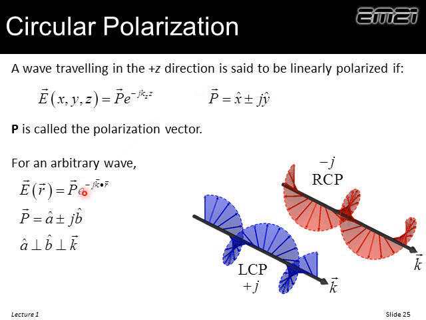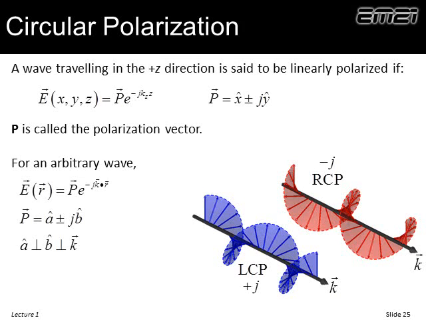We can write a similar thing for a wave traveling in an arbitrary k direction. Again, we have our same A and B directions, the two orthogonal directions. They have the same magnitude, and they're 90 degrees out of phase. One way we can think about this is that there is no circular polarization. There's only linear polarizations. A circularly polarized wave is simply two linears that are perpendicular and 90 degrees out of phase.